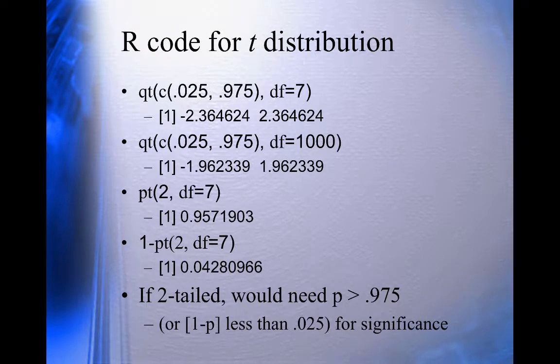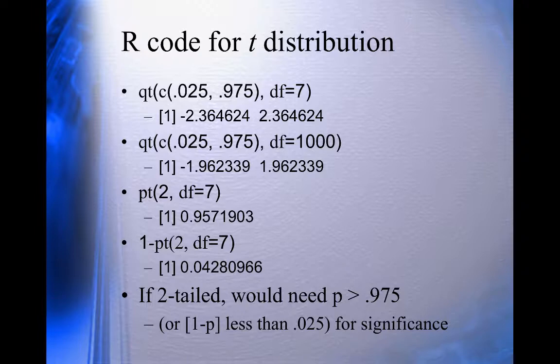Here's some R code for the t-distribution. Q for quantile, qt, and here it says combine 0.025 and 0.975. So we want the bottom 2.5% and the top 2.5%. And now we tell it we want the t distribution with 7 degrees of freedom. And R will come back and tell us the values are minus 2.36 to 2.36. So, you know, for Z it would be minus 1.96 and plus 1.96.